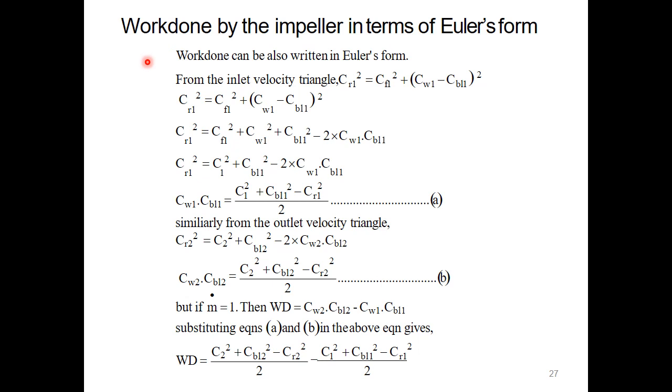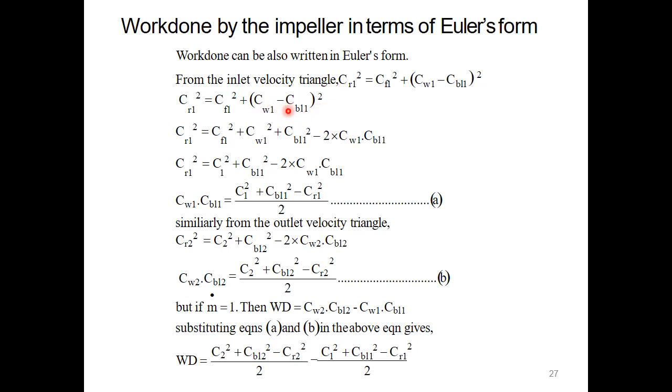Work done by the impeller in terms of Euler's form. Now work done can also be written in Euler's form. Now from the inlet velocity triangle, here we are taking the general inlet velocity triangle where alpha 1 is not equal to 90 degree and Cw1 is not equal to 0. So from the general inlet velocity triangle, we can write Cr1 square equal to Cf1 square plus Cw1 minus Cbl1 the whole square.